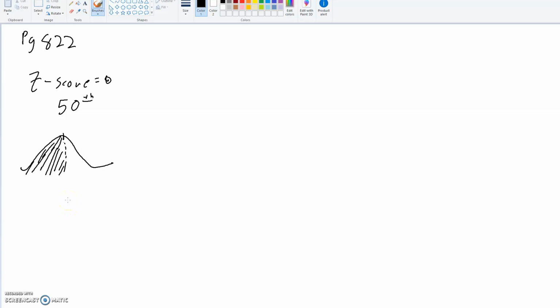Now, if you're trying to find a percentile of something that lies between two of those z-scores, all you'll do is just take the average of them. Okay? So our table there is just telling us the area to the left.